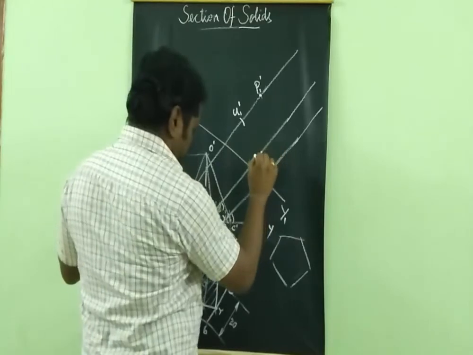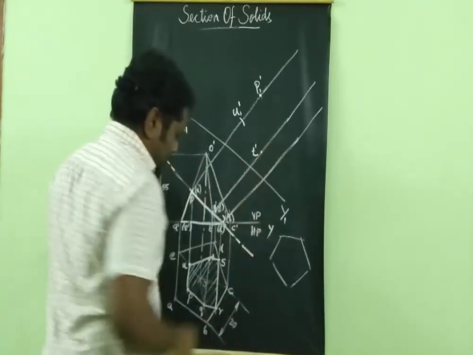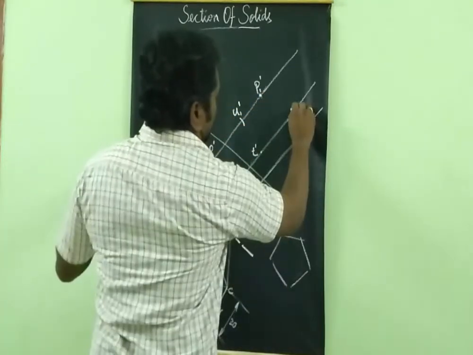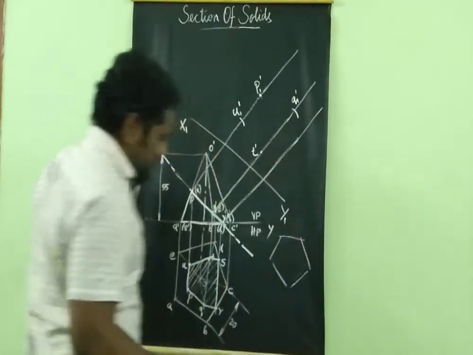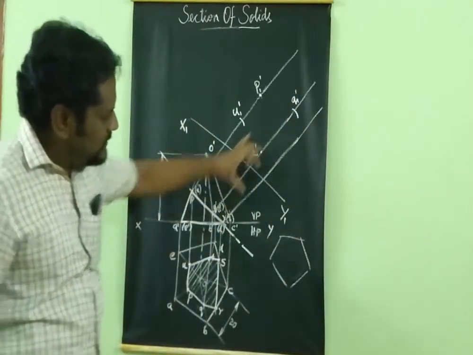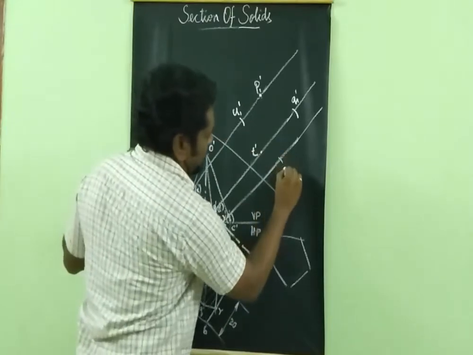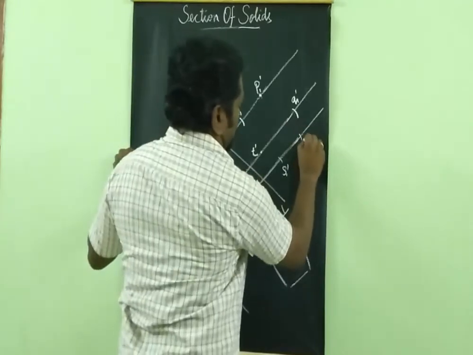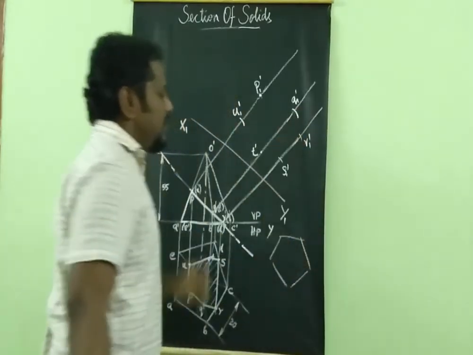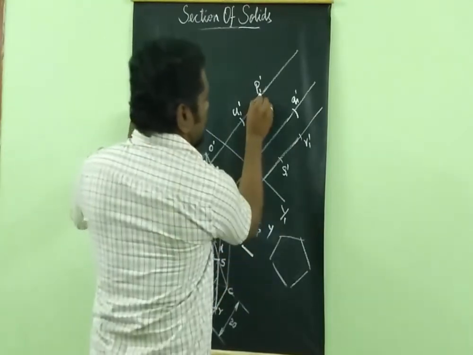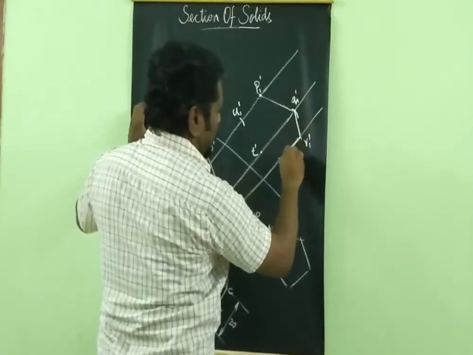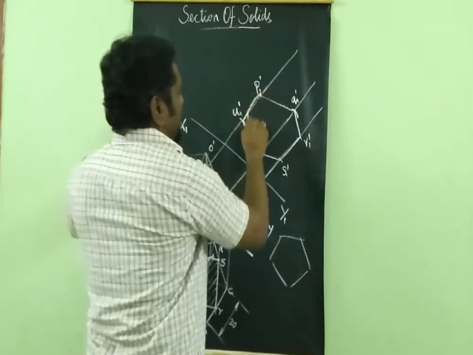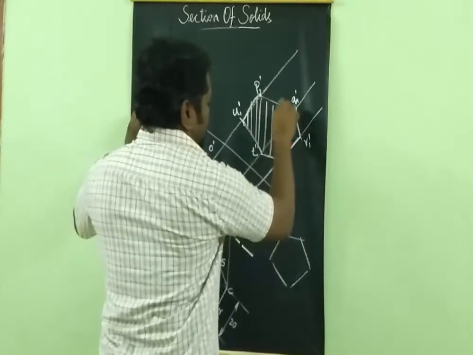So this is your point T1 dash. Measure the distance Q, transfer it here, you will get point Q1 dash. Measure the distance for S, and here your point S will come. Measure the distance for R, here your R will come. So this is your R1 dash. Now connect points PQ, QR, RS, ST, TU, UV. Right? This will be your final true shape of the cut section.